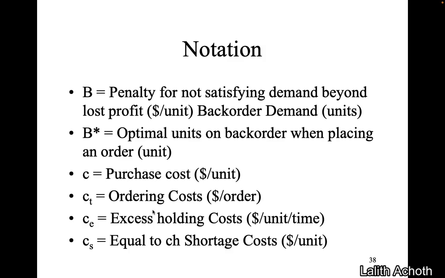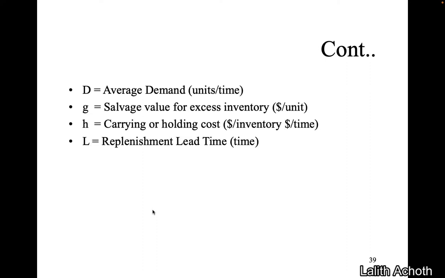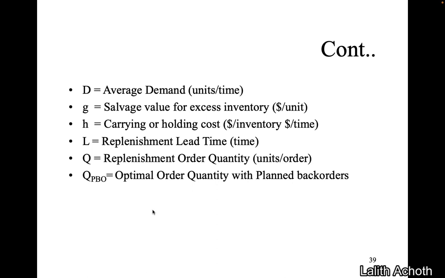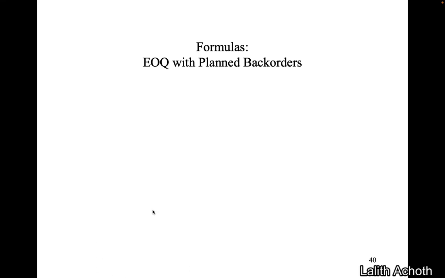B, B star, C, CT, CE, CS, D, salvage value, holding cost, replenish cost. QPBO, optimum order quantity with planned back orders. Planned back orders. Cycle time, total cost. Okay. Now here also you will have formulas.